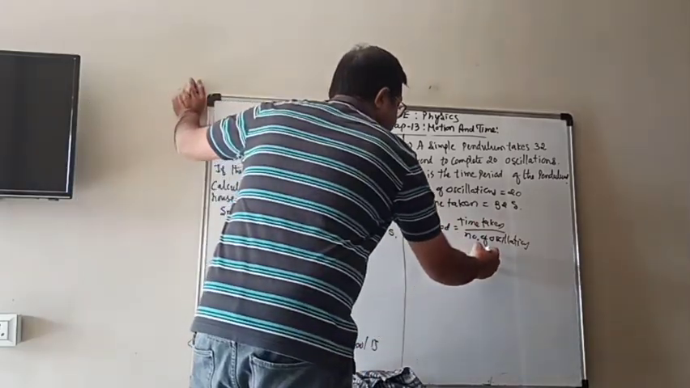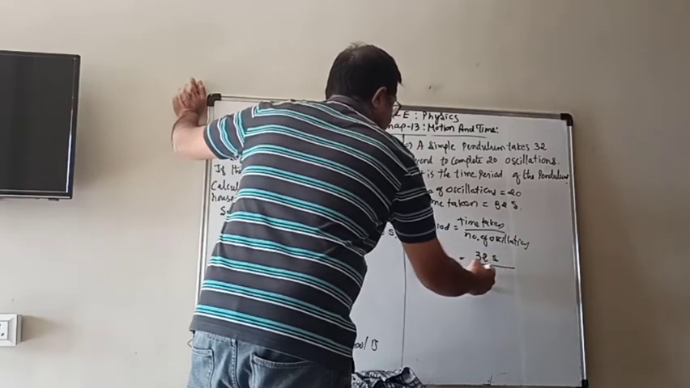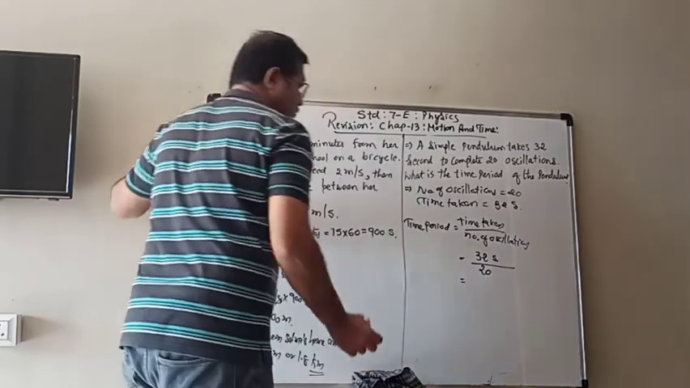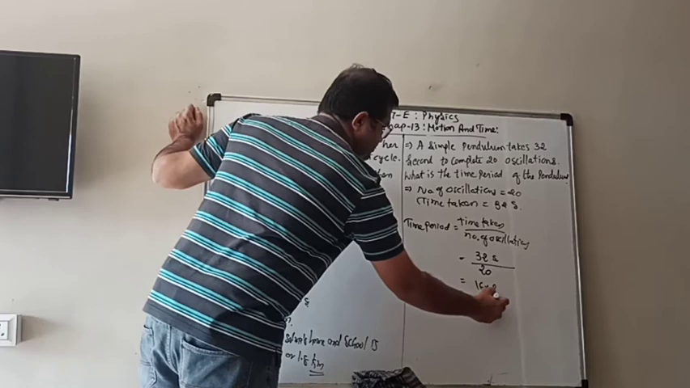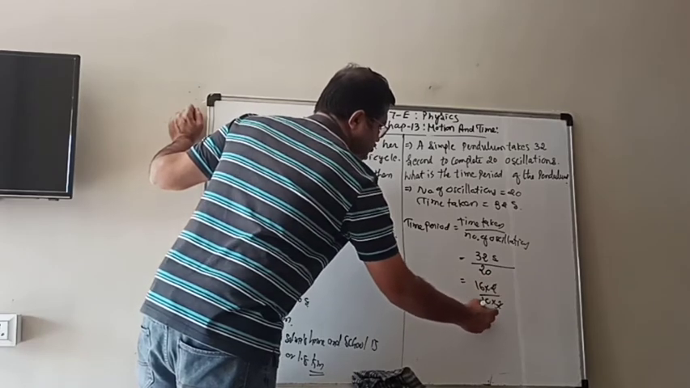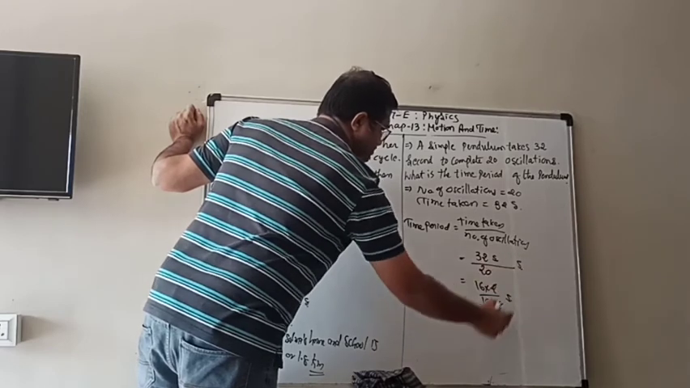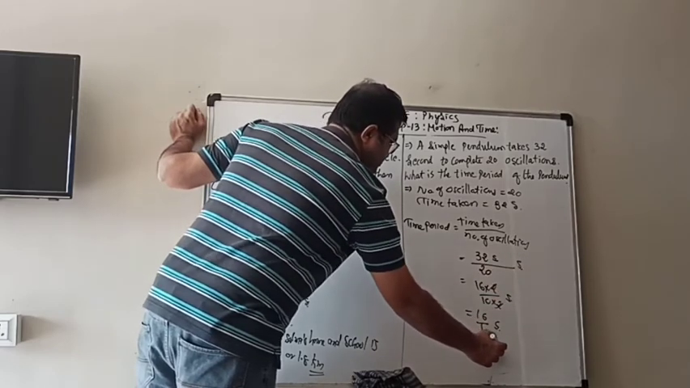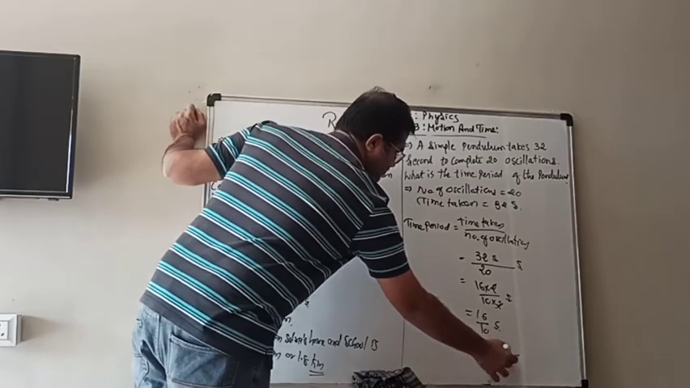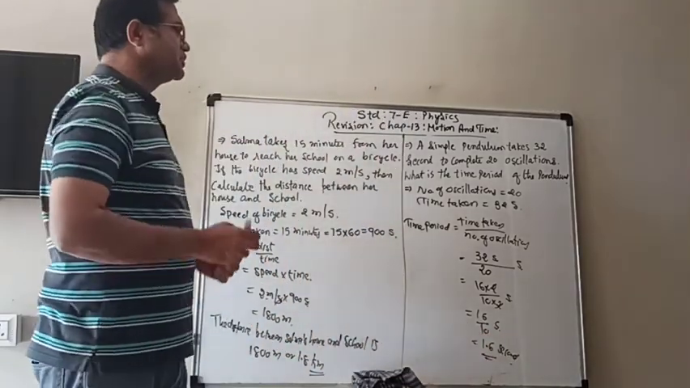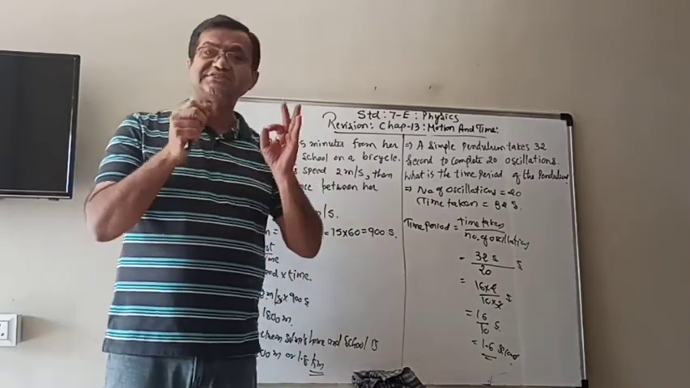So time is 32 seconds divided by 20. So now 16 twos are 32, 10 twos are 20. So 16 upon 10 seconds, that is 1.6 seconds. So the time period of this particular pendulum is 1.6 seconds.